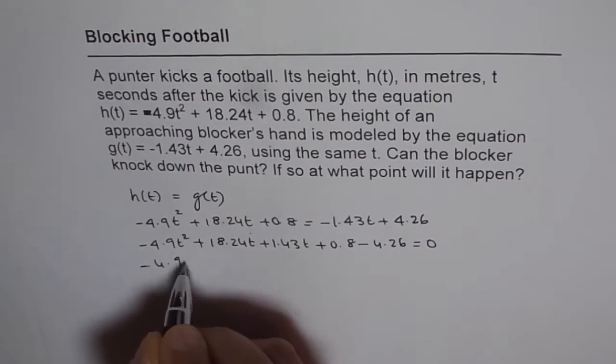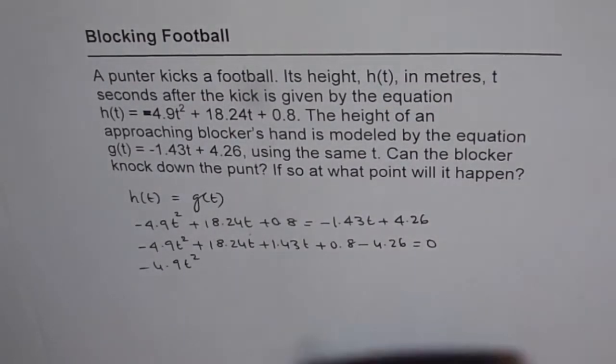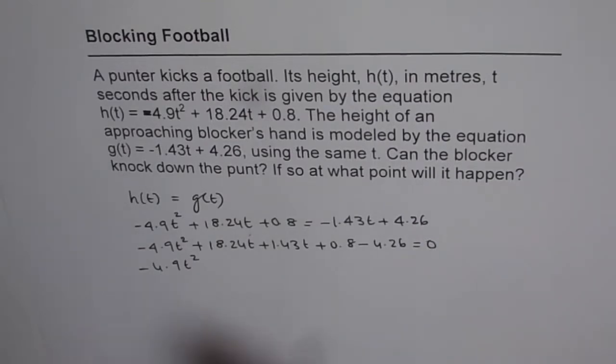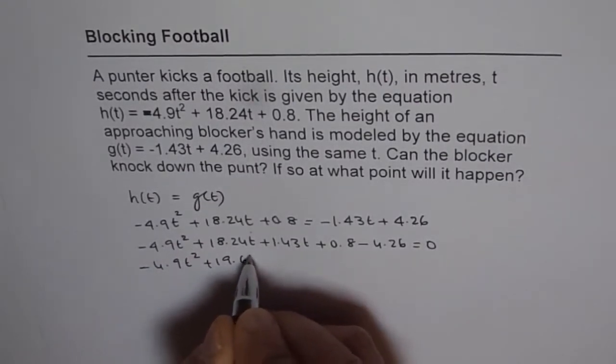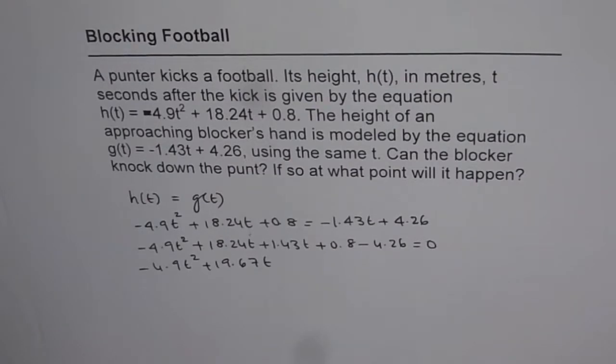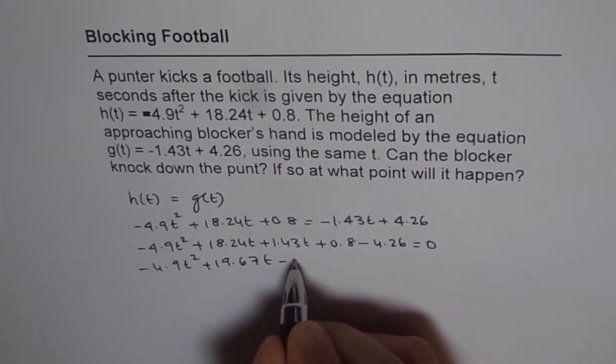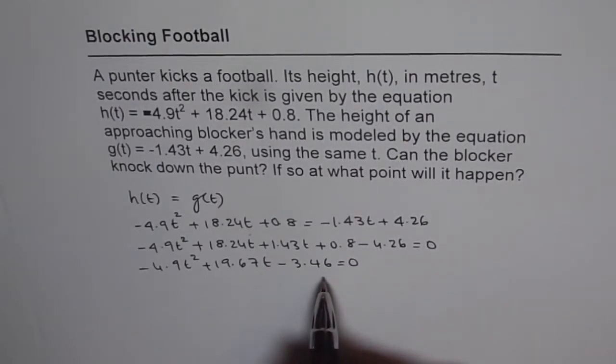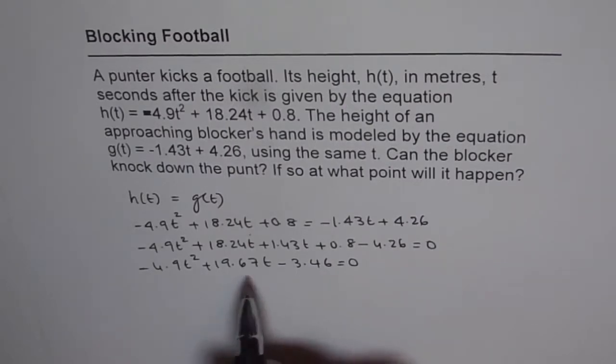That is minus 4.9 t square, and let's add these terms using the calculator. So we have 18.24 plus 1.43 equals 19.67. So we have plus 19.67 t, and here we have 4.26 minus 0.8, with a negative sign, we get minus 3.46 equals 0. Now in this case, this is a quadratic equation and we want to find what t is. So the best thing at this stage is to use the quadratic formula, right?